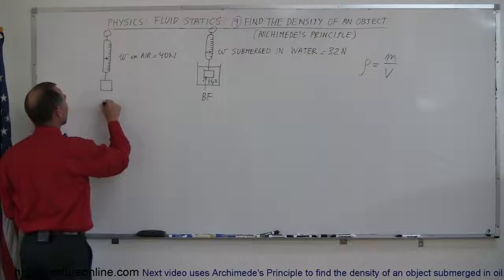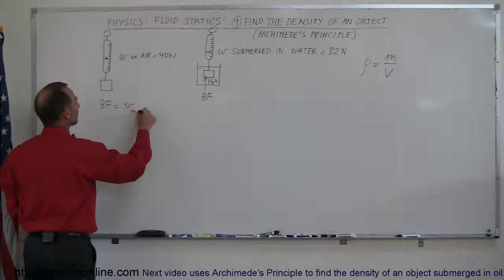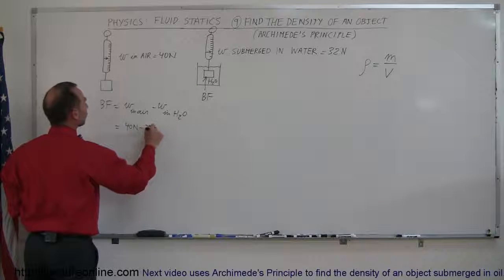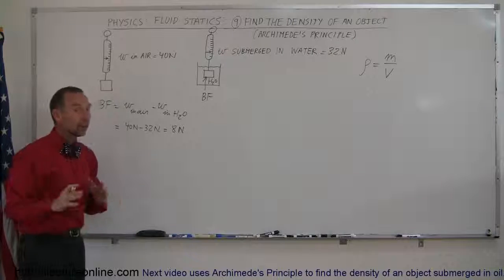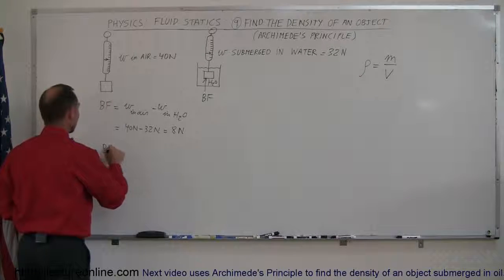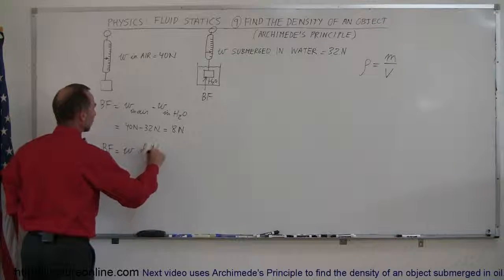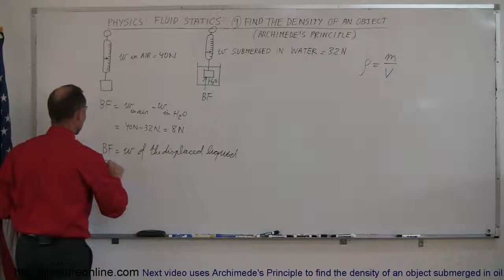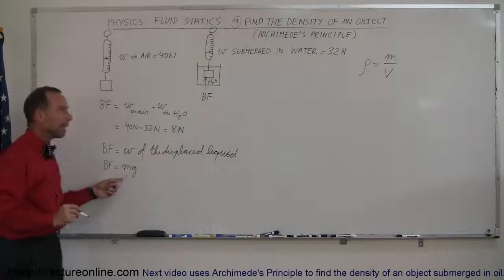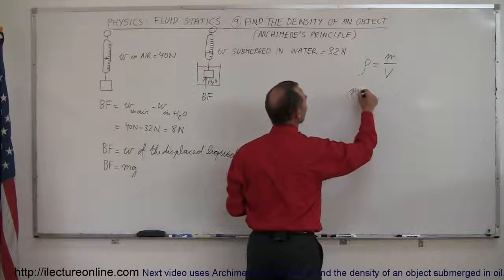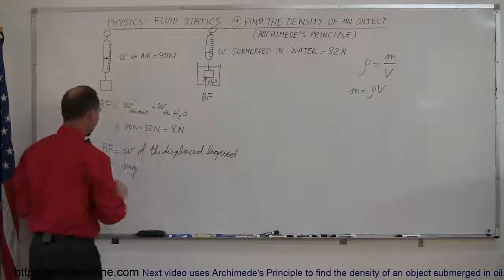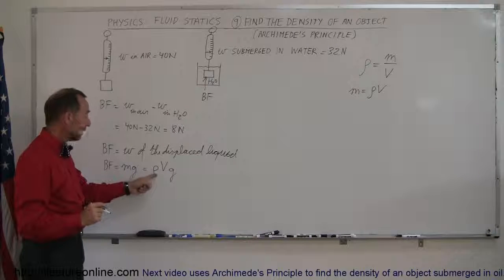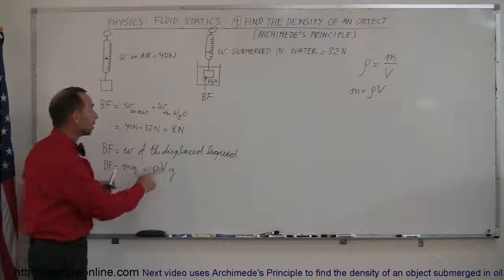So in this case, the buoyancy force is equal to the weight in air minus the weight in water. That's equal to 40 newtons minus 32 newtons, which is equal to 8 newtons. And we've also learned in the previous segment that the buoyancy force is equal to the weight of the displaced liquid. The equation for weight is W equals the mass times acceleration due to gravity, so the buoyancy force is equal to mg. Then we can replace the m by using the definition of density: the mass is equal to the density times the volume. So the buoyancy force is equal to the density times the volume times g. This is the density of the liquid, and this is the volume of the displaced liquid, which is also the volume of the object.